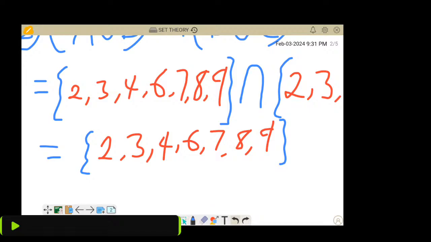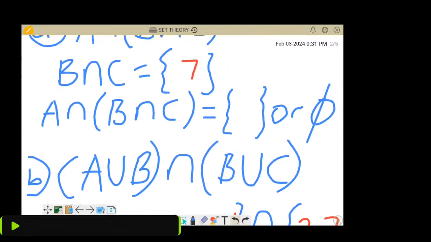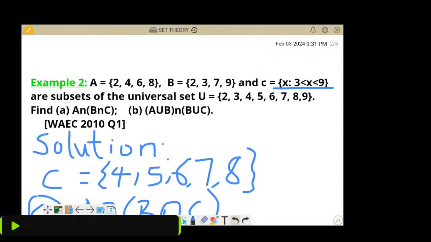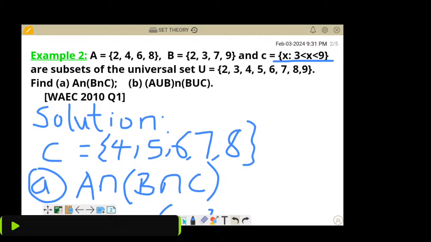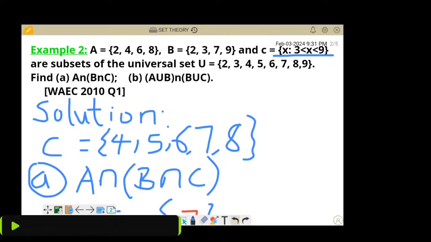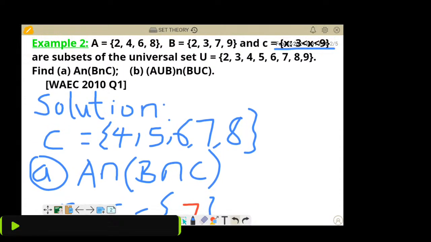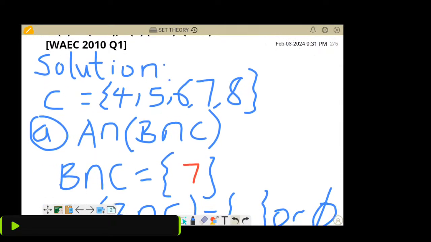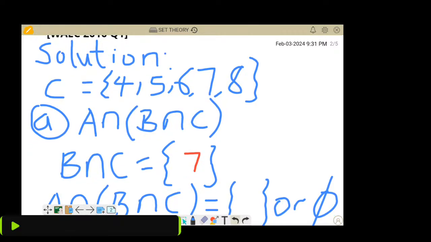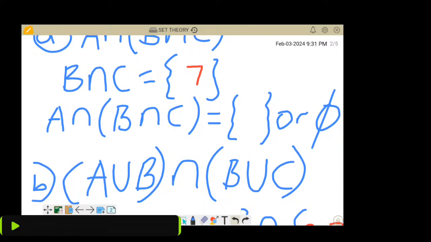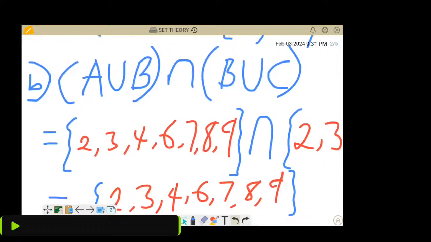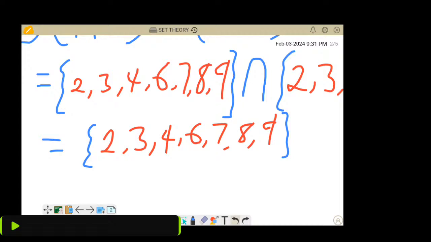Okay, let's quickly go through what we've done so far. We have set A with elements 2, 4, 6, 8, set B with elements 2, 3, 7, 9, and set C with elements 4, 5, 6, 7, 8. And we're asked to find A intersection B intersection C. And that gives us the empty set because they don't have anything in common. And also we're asked to find A union B intersection B union C. And that gives us 2, 3, 4, 6, 7, 8, 9.